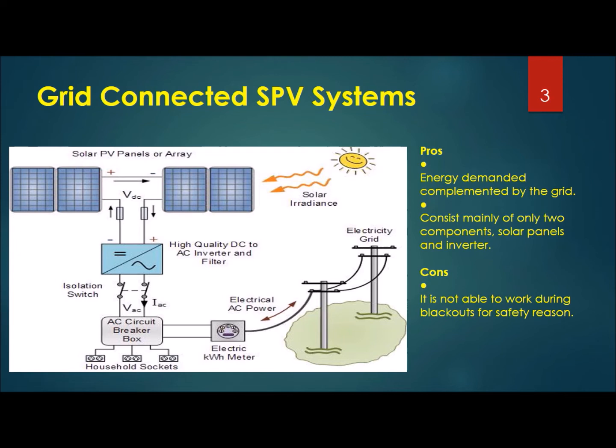This safety feature is required in all grid connected photovoltaic systems and ensures that the photovoltaic system will not continue to operate and feed back into the utility grid when the grid is down for service or repair. So the advantages of these systems are that the energy demanded is complemented by the grid, and the system consists mainly of only two components, solar panels and inverters. The limitation is that it is not able to work during blackouts for the reason of safety.